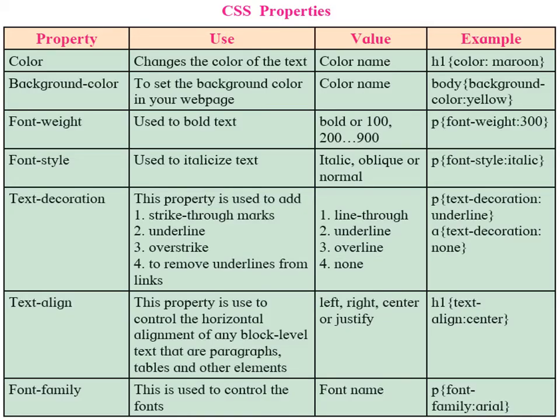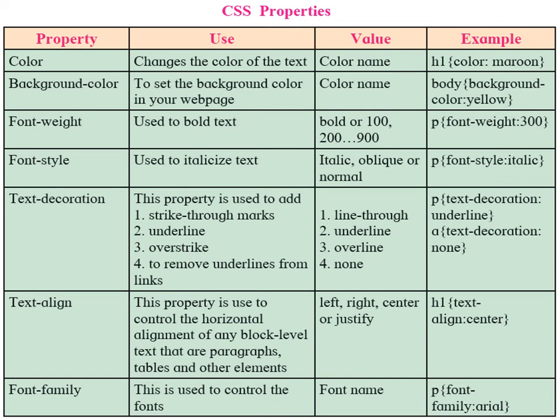Now here I am going to show you the CSS properties, the property and its value in the example. The first one, the color, changes the color of the text, the color name H1, then the color maroon. So these are the examples. The background color is used to set the background color in your web page, so there should be the color name. It is only applicable for the body tag, so body background color is equal to yellow.